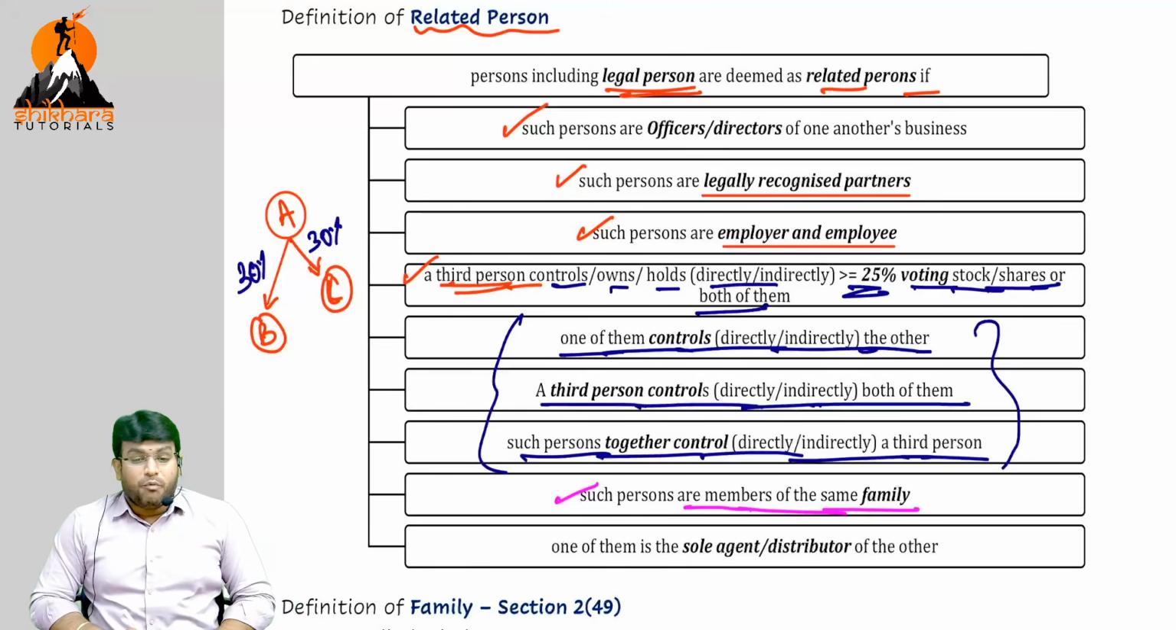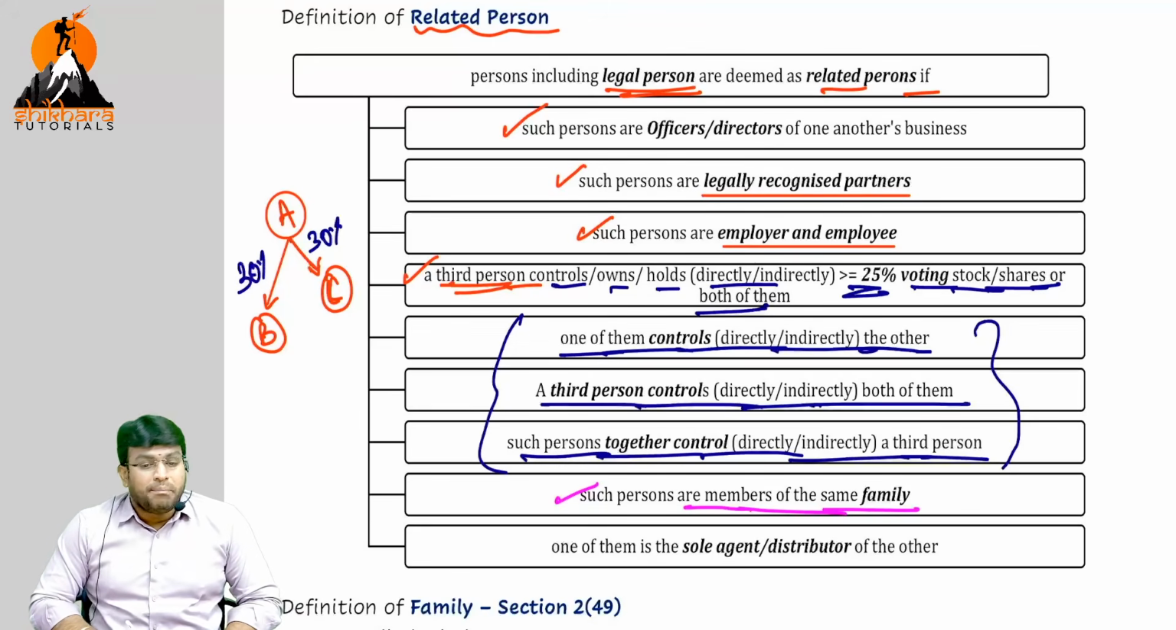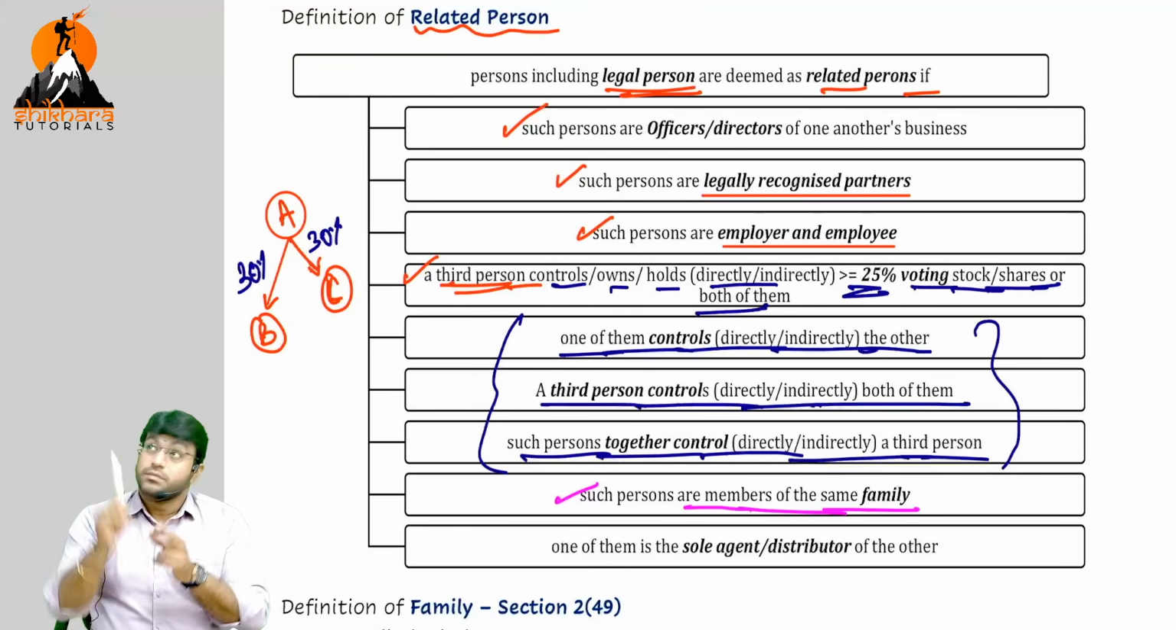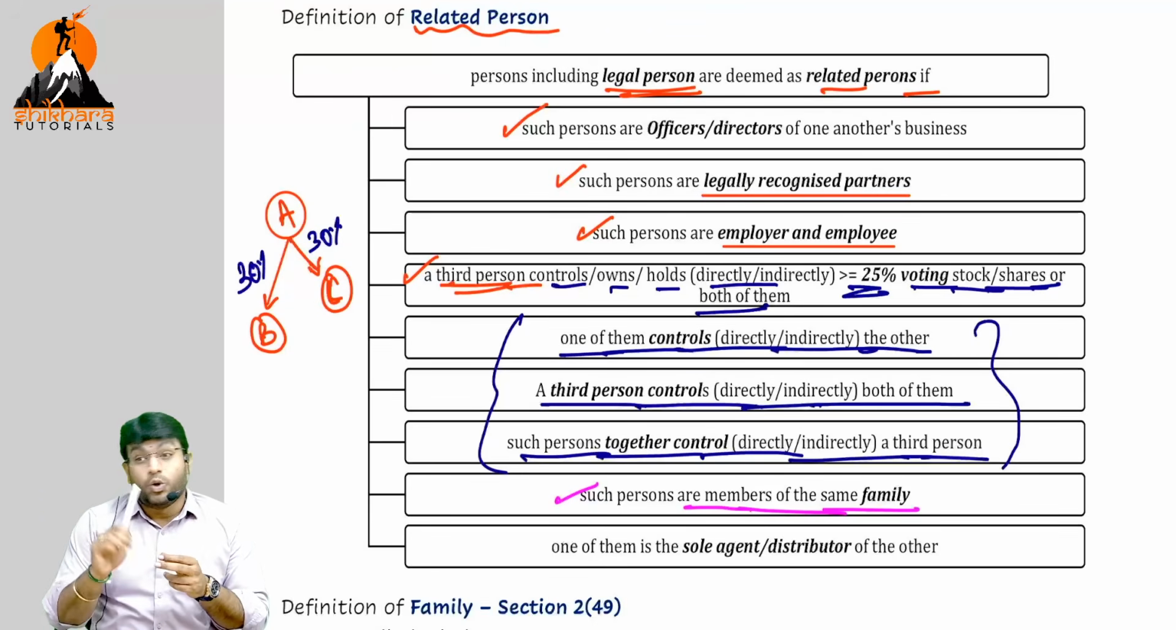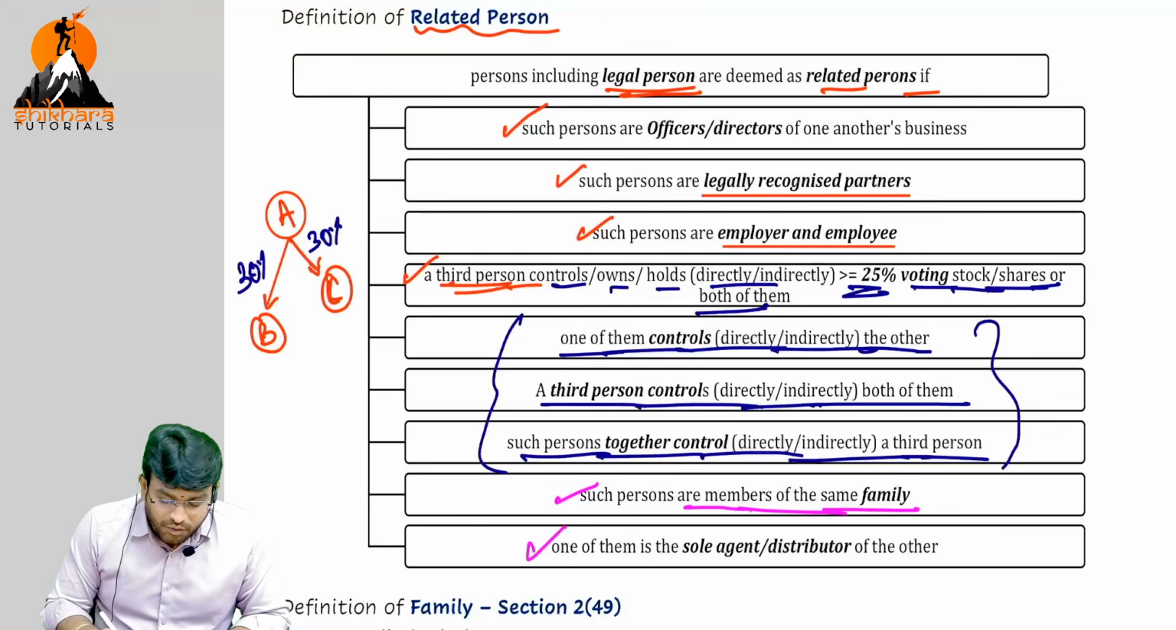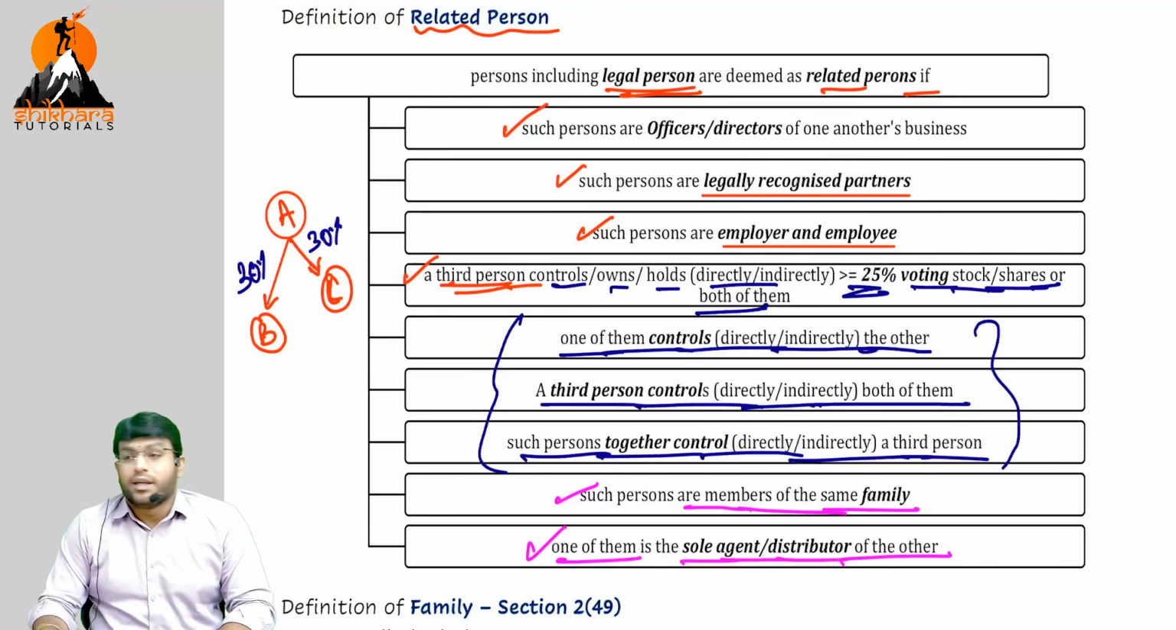Officers or directors of one another's business, legally recognized partners, employer and employee. A third person controls, owns or holds 25% or more of the outstanding stock or shares of both of them. Next, both of them are controlling a third person. Next, members of the same family. One of them is a sole agent or distributor of the other.